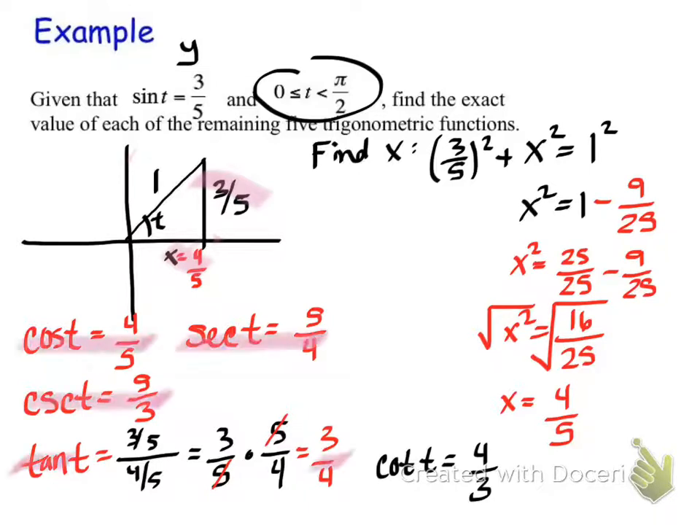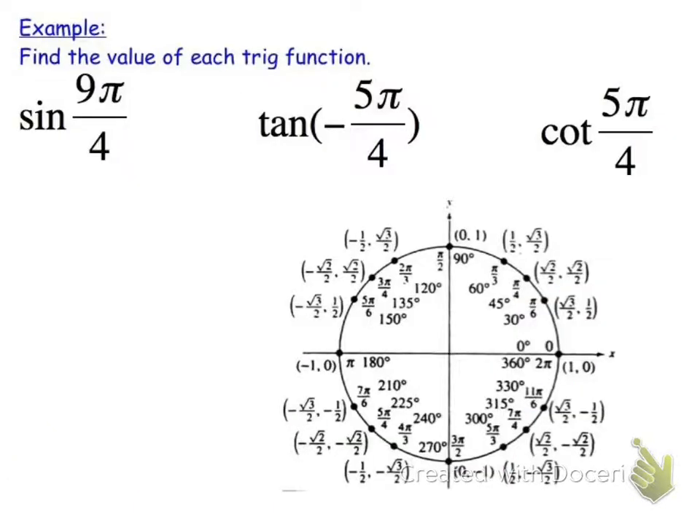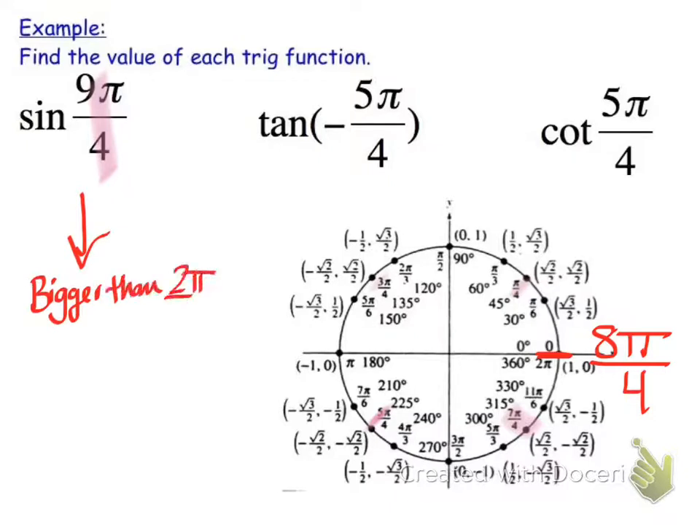Now the next examples are finding values of trig functions that aren't on our picture, on our unit circle. So what we're going to do is find 9 pi over 4 by knowing first that the full circle is 2 pi, and knowing that this is bigger than 2 pi. 8 pi over 4 is a full circle of 2 pi, and so I go an extra pi over 4 to get 9 pi over 4. If you look again, that's a full circle plus pi over 4.